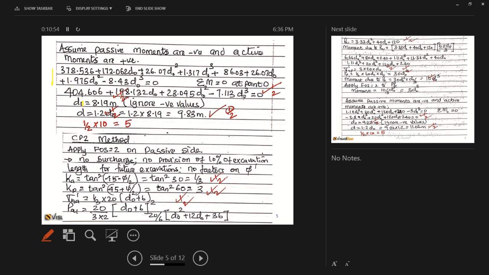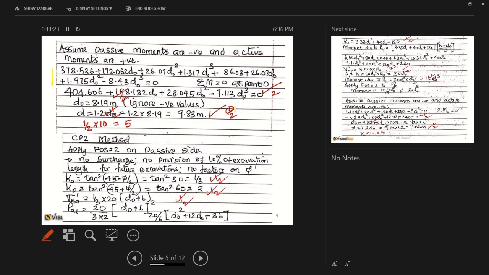So this one, d naught, comes to 8.19. There are negative values which you don't need because they don't make sense, so you choose the positive value. And then D is 1.2 d naught, and then you can see the solution you end up with. You can also see the distribution of the marks as will be awarded. So that's the BS8002 method.